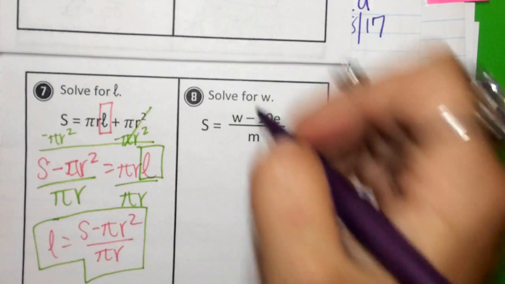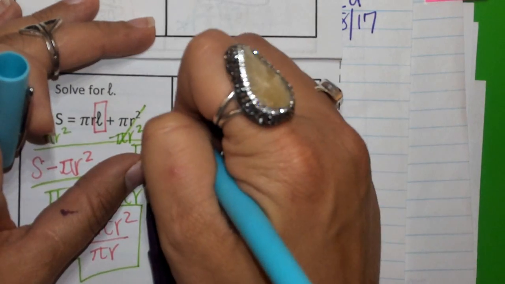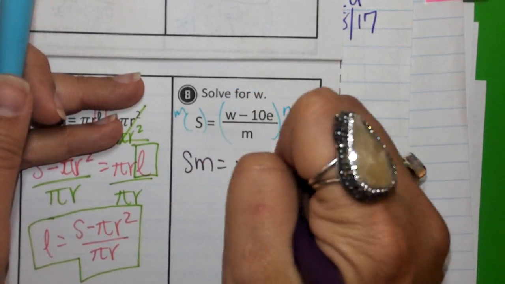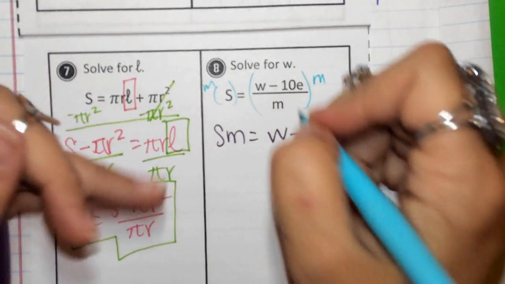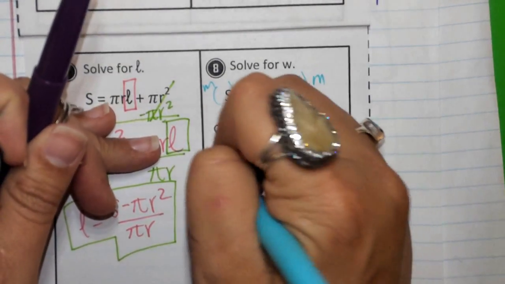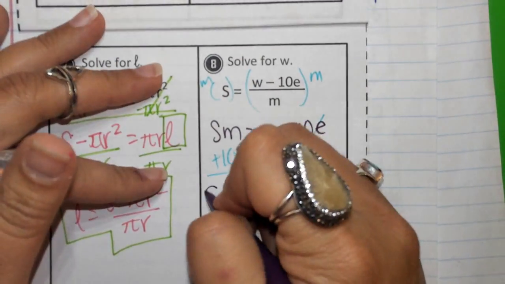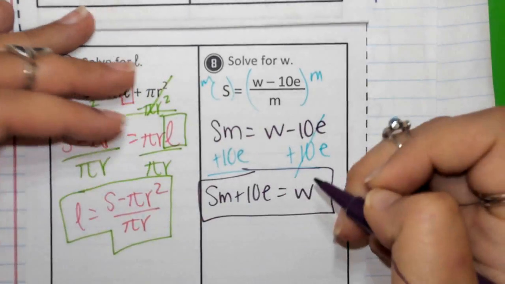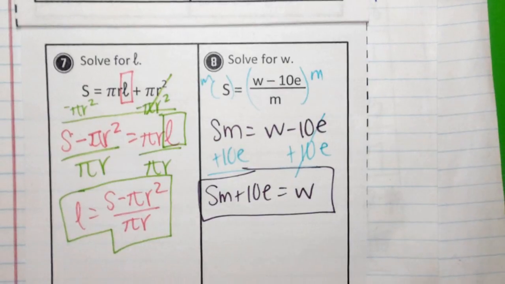So, did you multiply both sides by m first? And you got SM equals W minus 10E. And then did you add 10E? And you got SM plus 10E equals W. Looks like a weird code. How many of us got it right? Give your team a point.